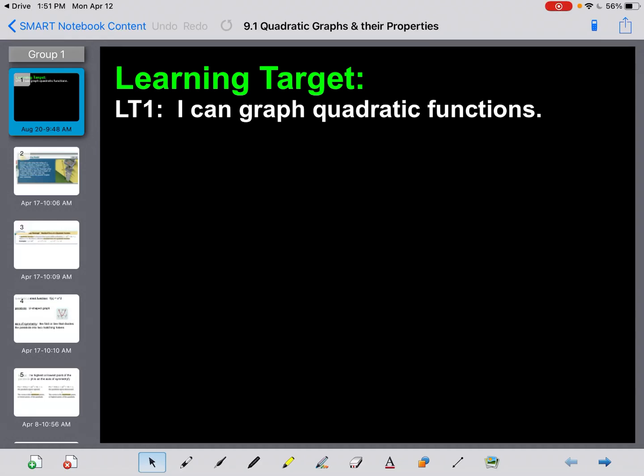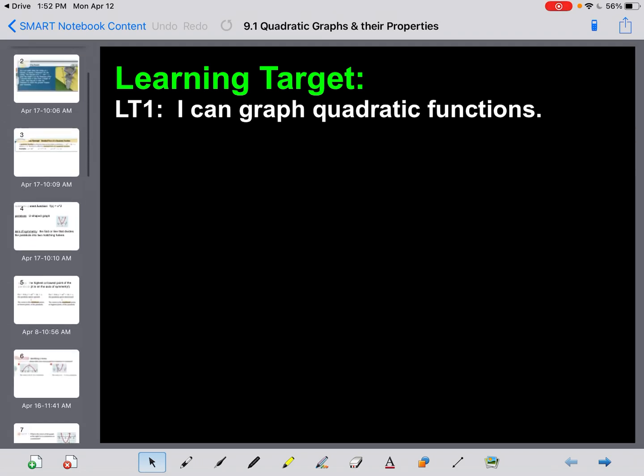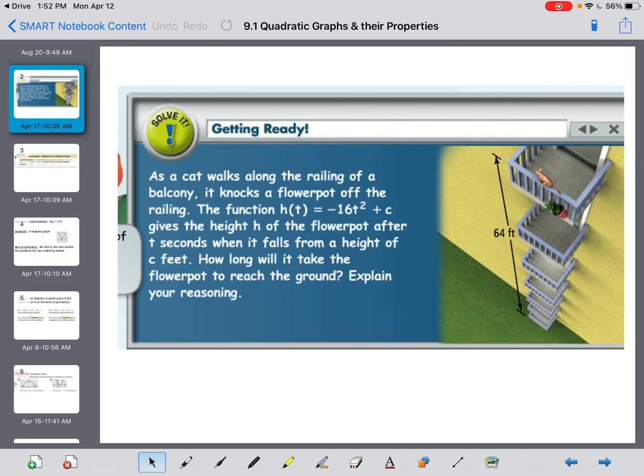Chapter 9, Section 1 is about quadratic graphs and their properties. This is a 2-day lesson, so we'll just talk about the small stuff at the beginning, and then we'll do a little more word problem practice on part 2.